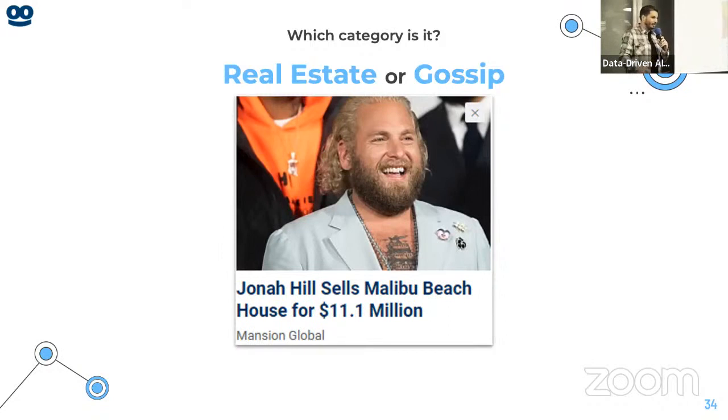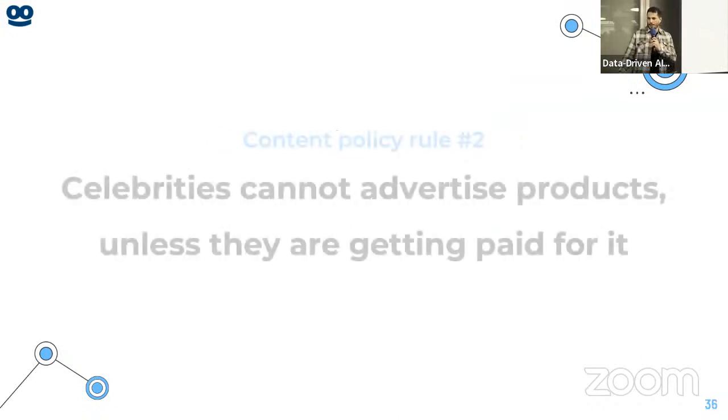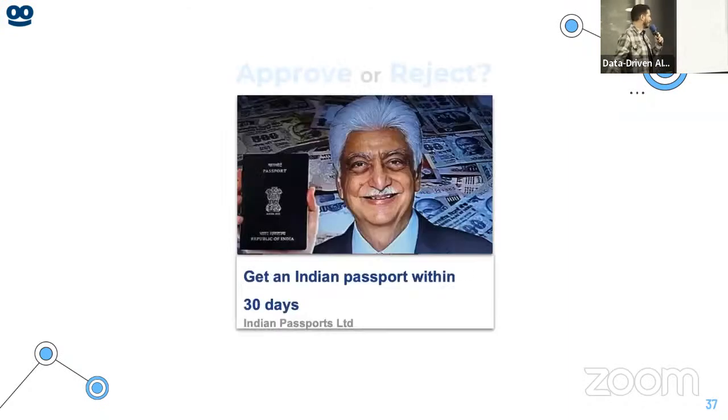But what we've seen here is that human review is not really consistent. And this is one of the challenges that we have, inconsistency. The first challenge with human review. Okay, challenge number two. Policy rule, celebrities cannot advertise products unless they are getting paid for it. Okay, second example.